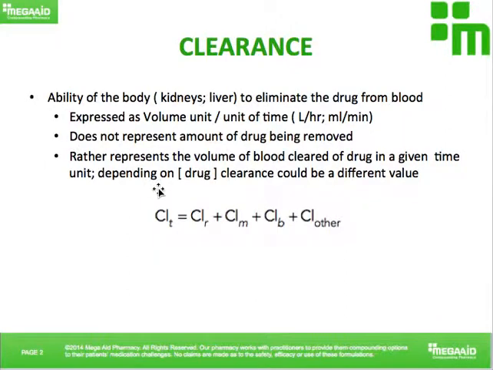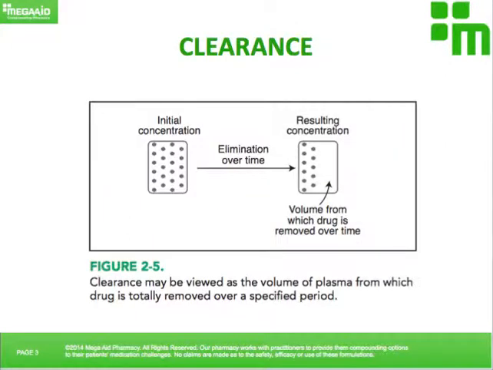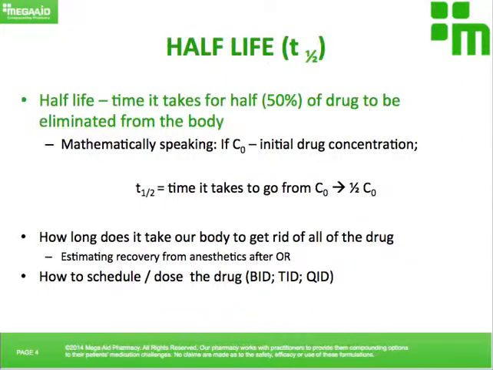So you can actually calculate the total clearance, and it's going to be a sum of the clearances by different organs: renal clearance, metabolic clearance, and all the other clearances combined together. So again, clearance may be viewed as a volume of plasma, starting from the initial concentration, from which the drug is removed over time during a specific time period that's being measured.